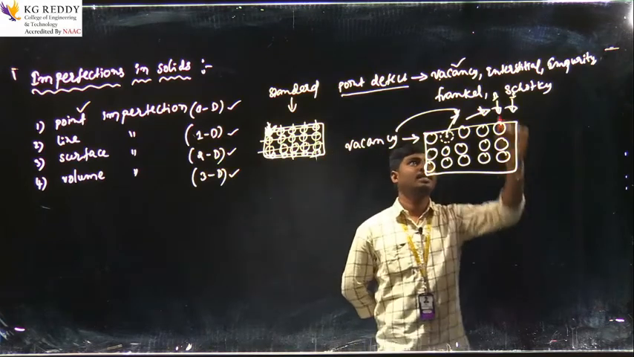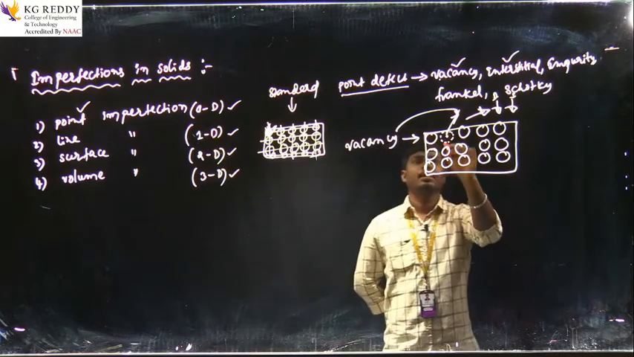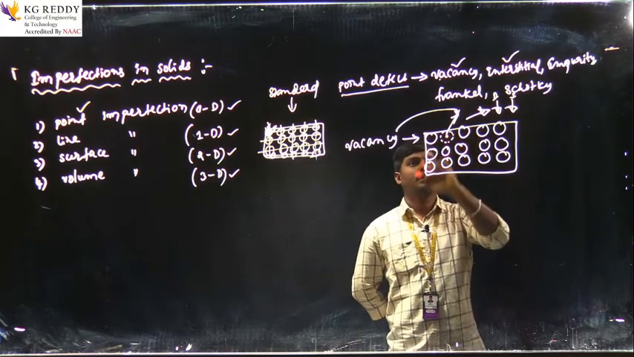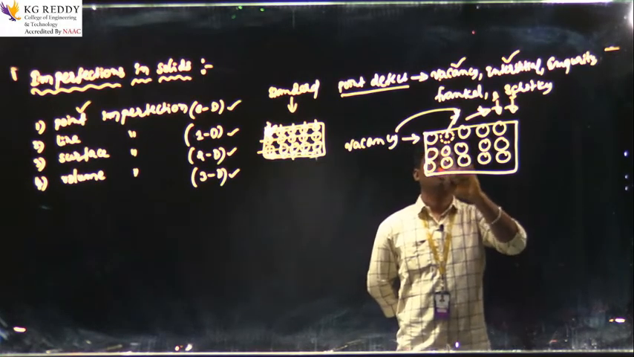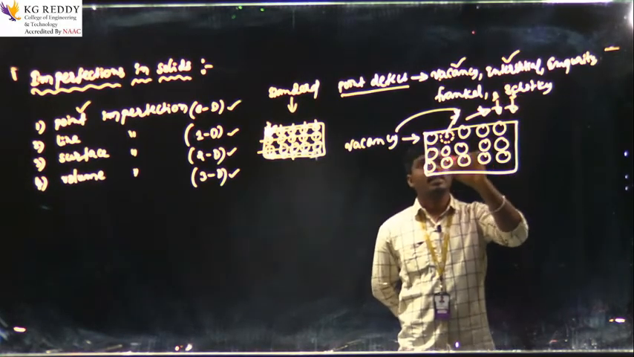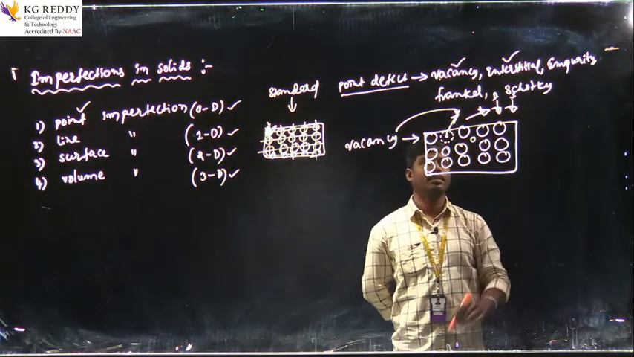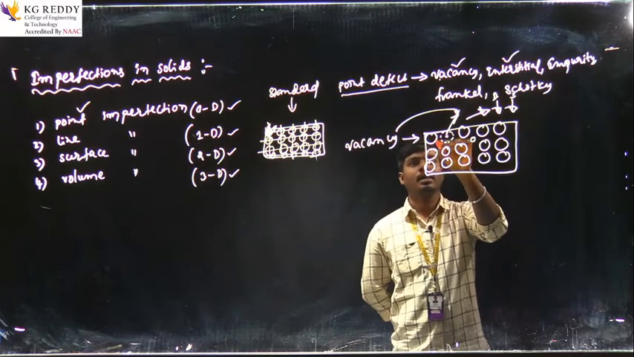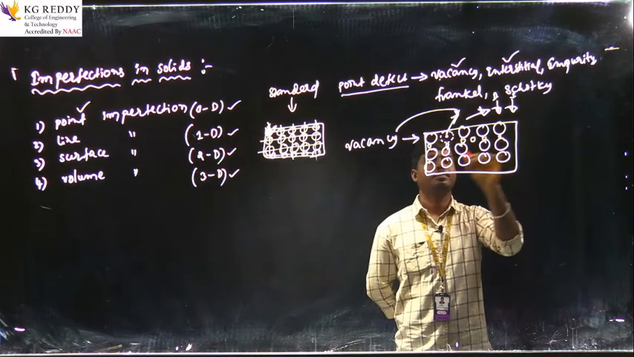So the next one is the interstitial defect. If you take this one only, see here there is a vacancy, right, because of the missing of one atom. In a similar way, in the interstitial defect, the atom is occupying the interstitial space between the atoms. Suppose there are anions and cations in the lattice space.